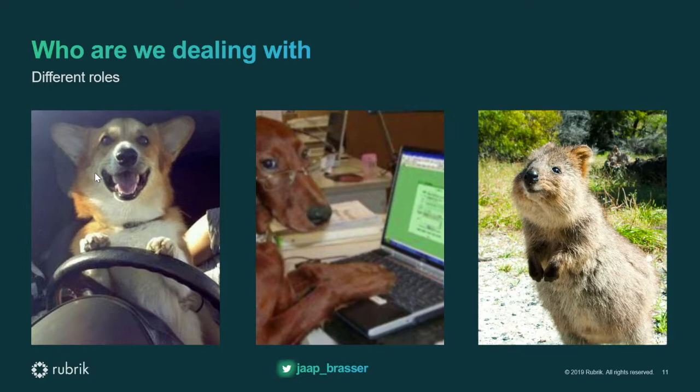So that's a technical user. That is someone that's actively writing code or writing scripts or working with APIs. And these are the kind of people that have a lot of feedback and also are quite demanding, because if something doesn't work, they'll be very vocal about that. So that's another persona we're dealing with.